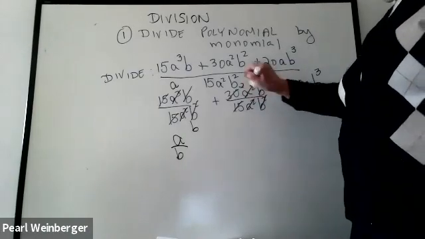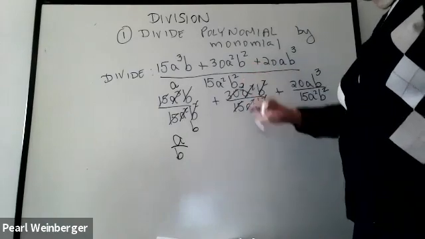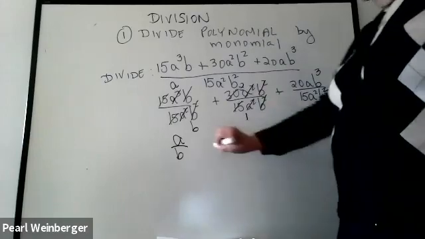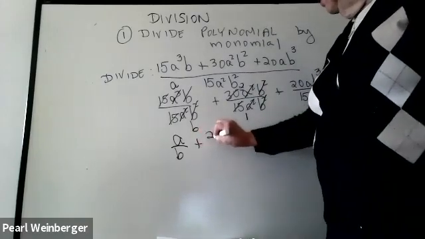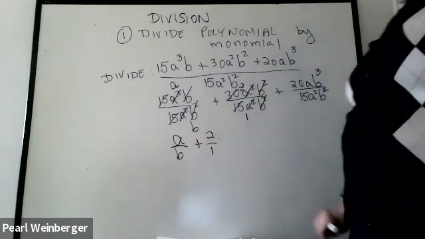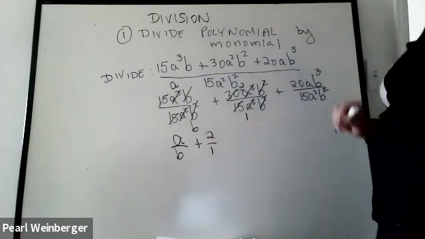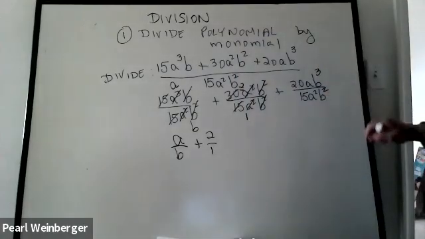Notice I'm left with a 2 on the top. What am I left with on the bottom? A 1, which is just 2 over 1. Don't forget, if something totally cancels out, there's a 1 left there. Finally, we go to our last term.